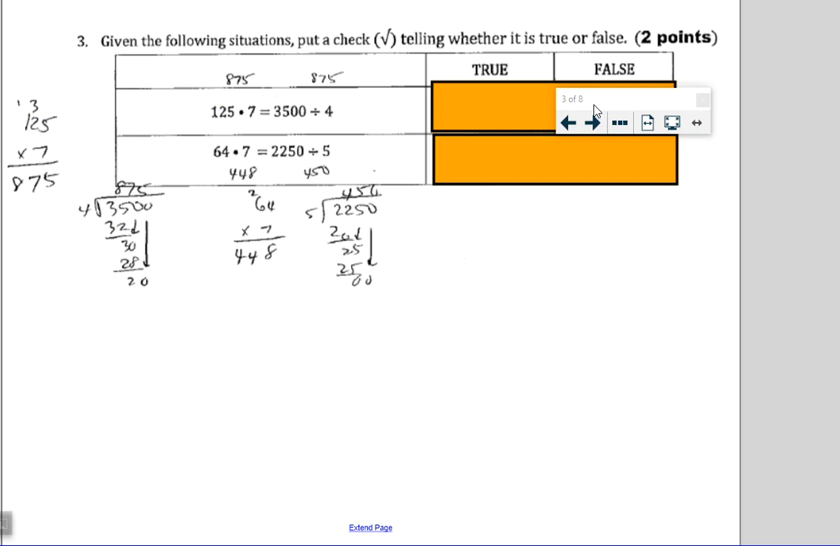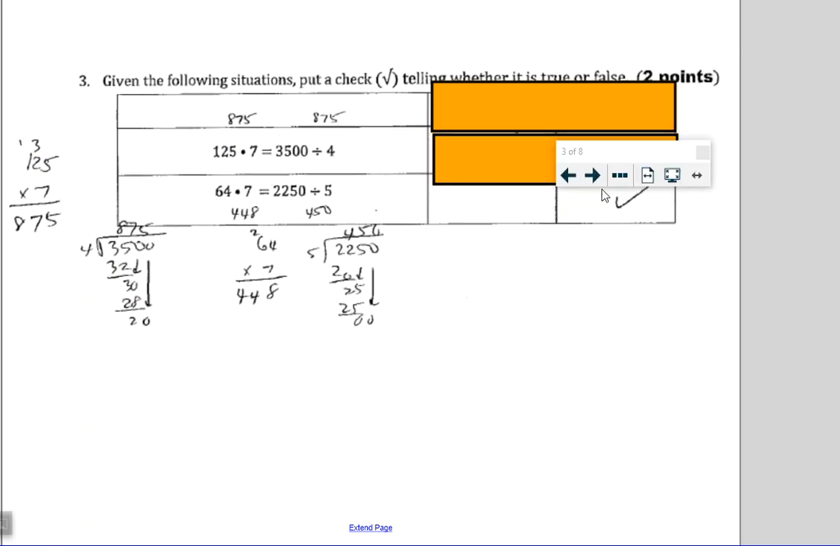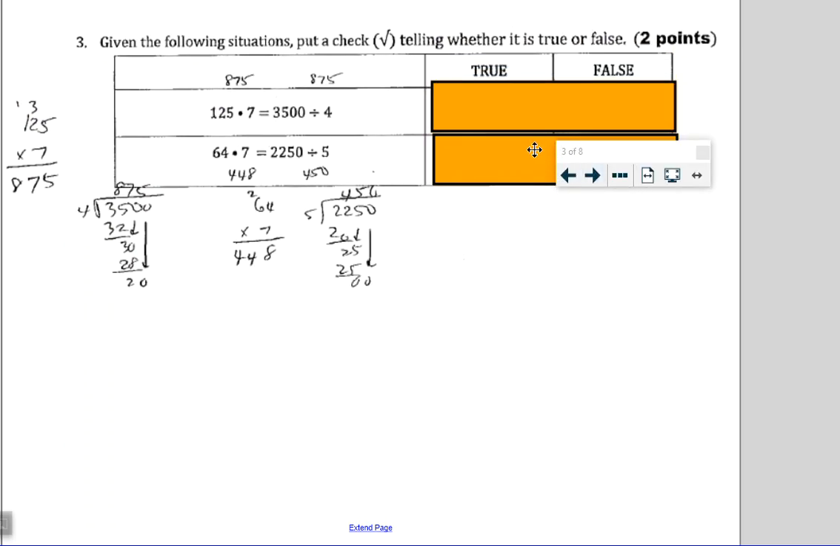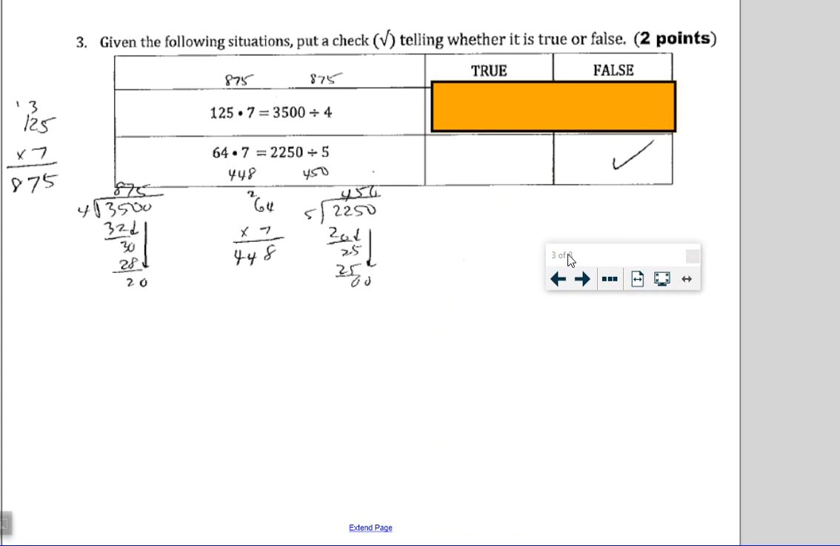Number 3, you had to see which of these were true or false. All right, let's start with the second one because I just gave you the answer. If you do 64 times 7, you get 448. There's my work to show that. If you do this division problem, you get 450. And those are not the same answers, so we would say that is false.